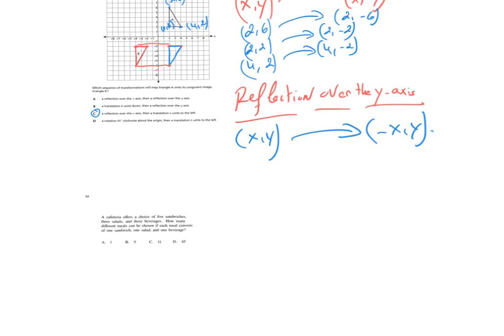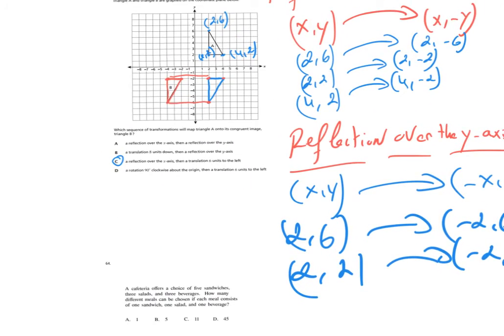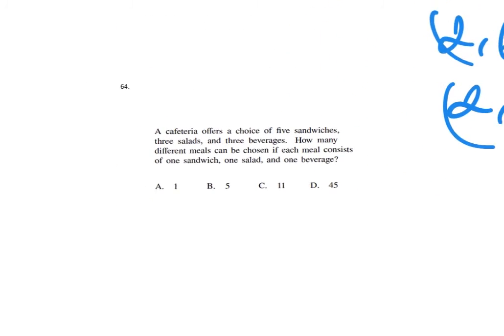For example, if I have (2, 6), it's going to be (-2, 6). If I have a point (2, 2), that will be (-2, 2), and so on and so forth, all right? But in this question, we don't need it, because we just answered the question: reflection over the x-axis and move to the left 6 units. But you should know how the point will be changed when we have reflection over the x-axis and over the y-axis, because in the exam, they may ask you either way or both ways, right? All right, let's move on to another question here.